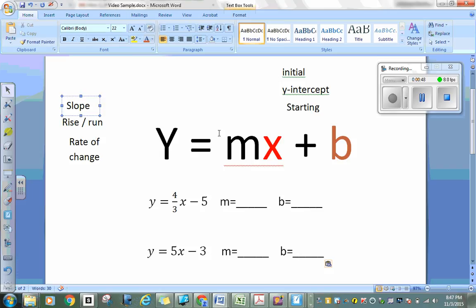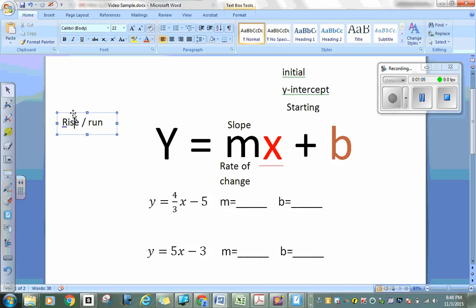We said that m is a slope, so what I'd like for you guys to see is this. We could replace m with the idea of slope. Now, another name for slope, as we've discussed before, is rate of change. That means exactly the same thing. Another name for that, when you're looking at a graph, is rise over run.